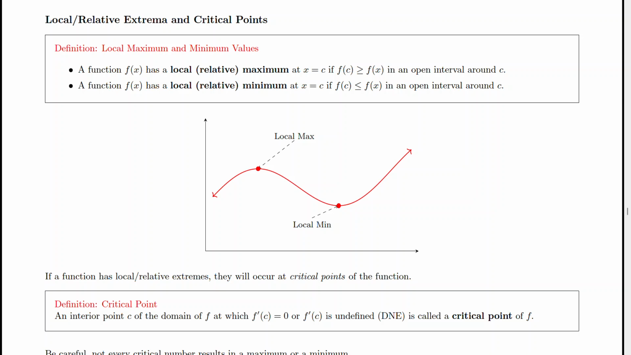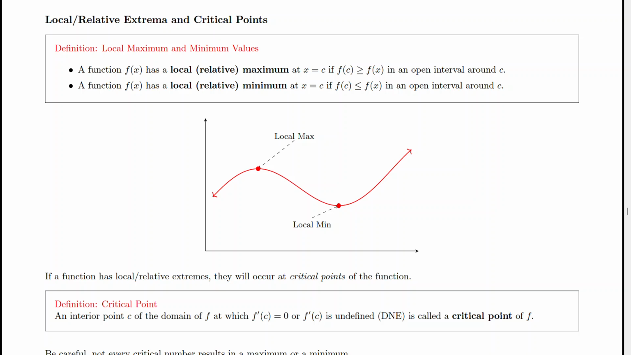So now we get to local relative extremas and critical points. So we'll start with the local maximum and minimum values. So what's the difference between a local maximum and a global maximum? And again, what is the difference between a local minimum and a global minimum or absolute minimum? So we say that the function has a local minimum at a point where x equal to c if the y-coordinate in that interval that is around c is the biggest y-coordinate.